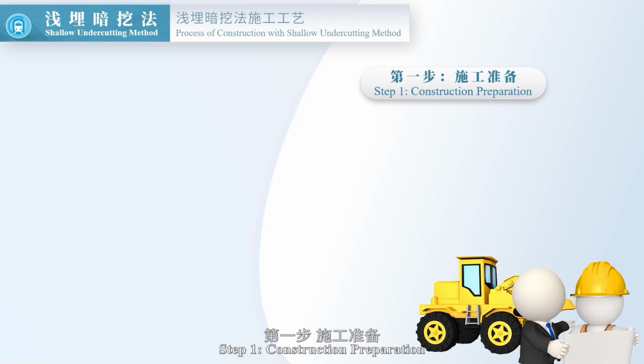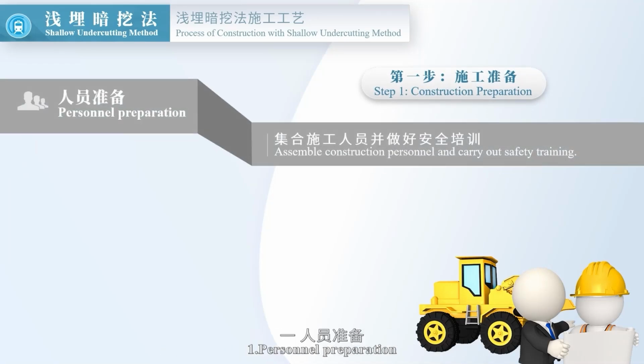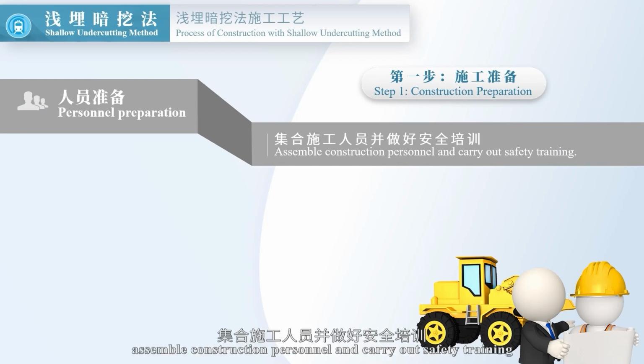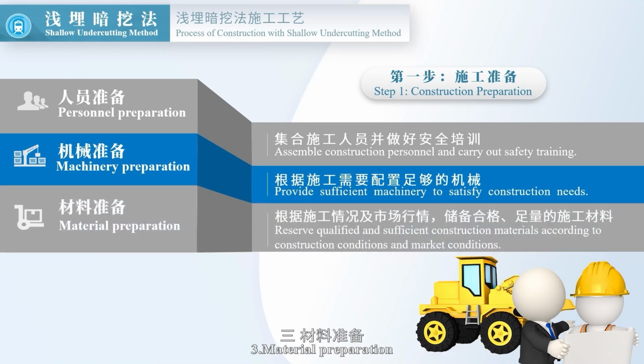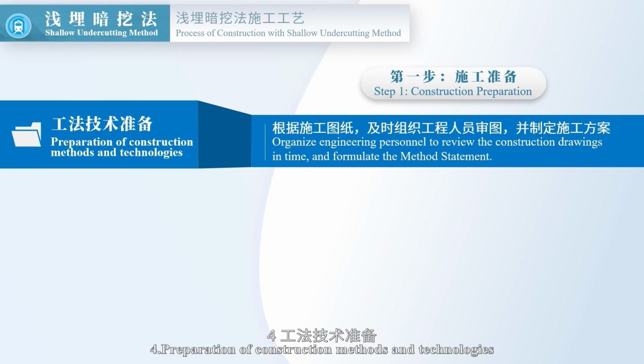Step 1. Construction preparation. In this stage, the preparation work mainly includes: 1. Personnel preparation. Assemble construction personnel and carry out safety training. 2. Machinery preparation. Provide sufficient machinery to satisfy construction needs. 3. Material preparation. Reserve qualified and sufficient construction materials according to construction conditions and market conditions. 4. Preparation of construction methods and technologies. Organize engineering personnel to review the construction drawings in time and formulate the method statement.